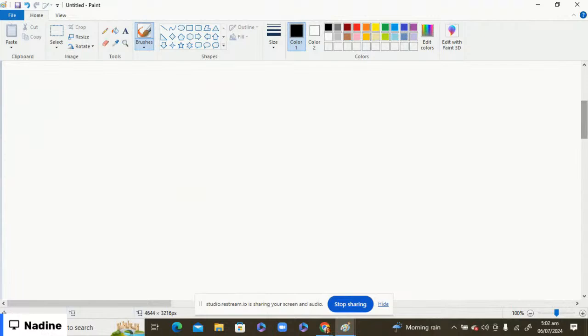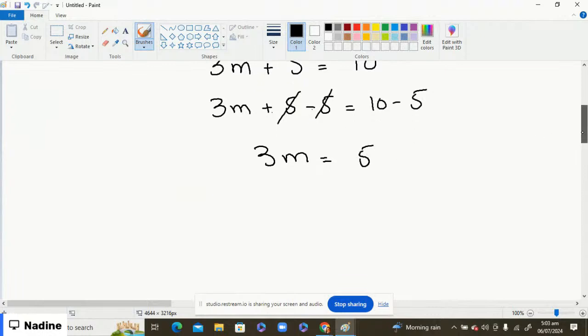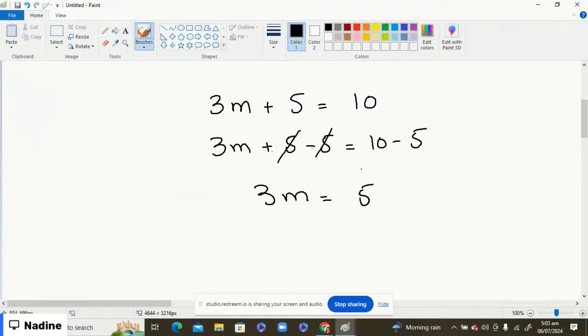If you have a question like 3m plus 5 equals 10, first of all, subtract 5 on both sides, the same number. The plus and minus cancel, only 3m is left, and 10 minus 5 is 5. From here we are going to find the value of m.